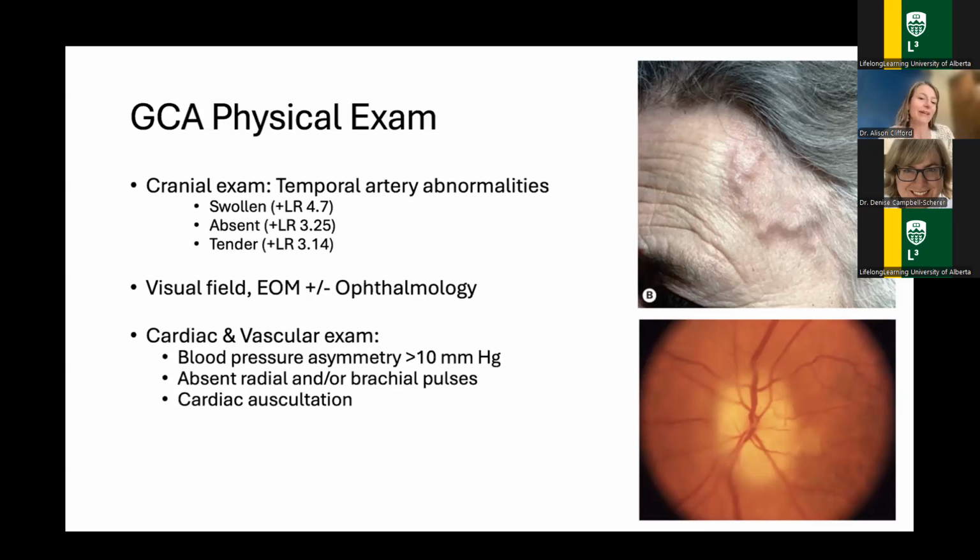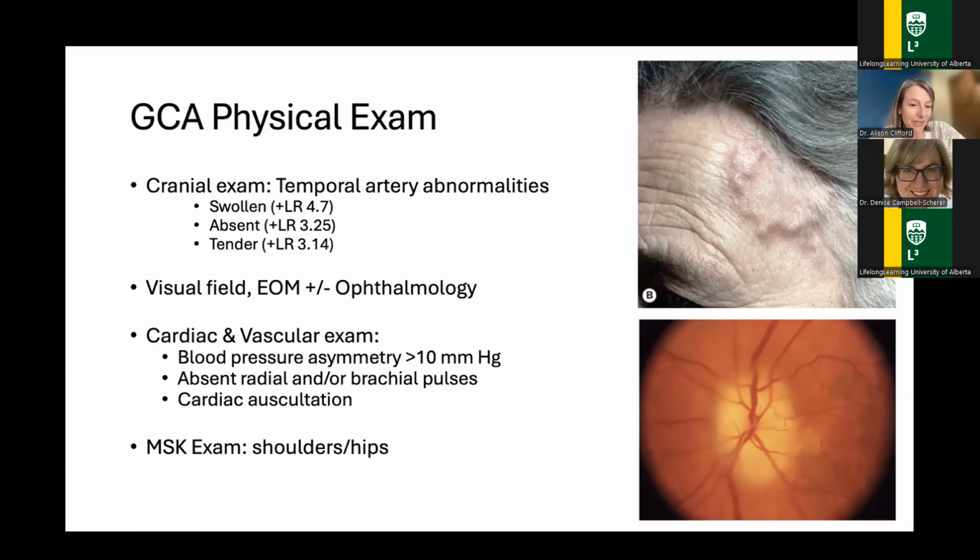And then we do cardiac and vascular exams, looking for blood pressure asymmetry, usually because of subclavian disease. Absent radial or brachial pulses are very suspicious. And then we listen for aortic insufficiency murmurs, which are really hard to hear, I think, but worrisome when found.